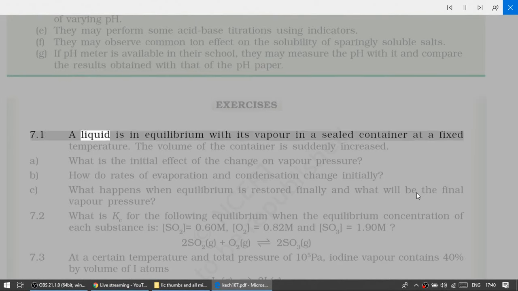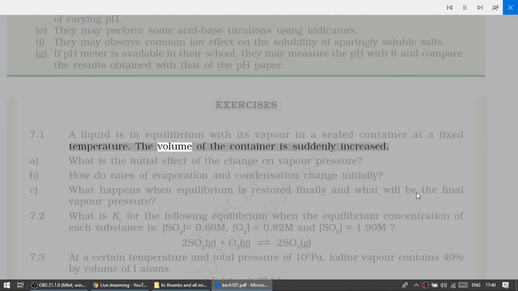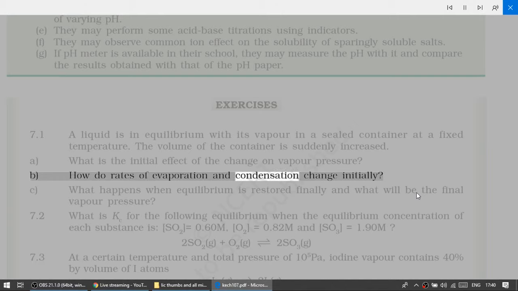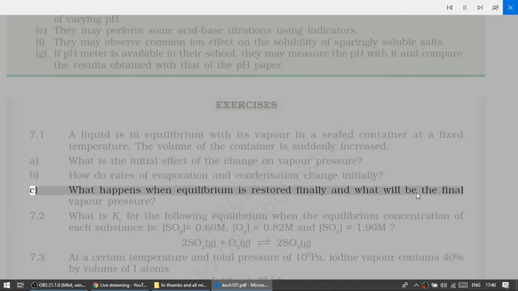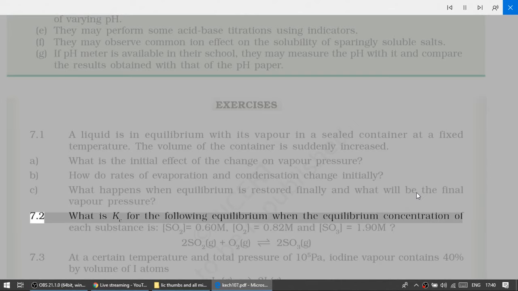Exercises. 7.1 A liquid is in equilibrium with its vapor in a sealed container at a fixed temperature. The volume of the container is suddenly increased. A. What is the initial effect of the change on vapor pressure? B. How do rates of evaporation and condensation change initially? C. What happens when equilibrium is restored finally and what will be the final vapor pressure?